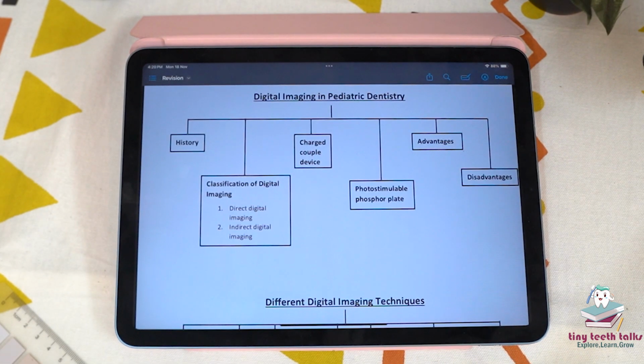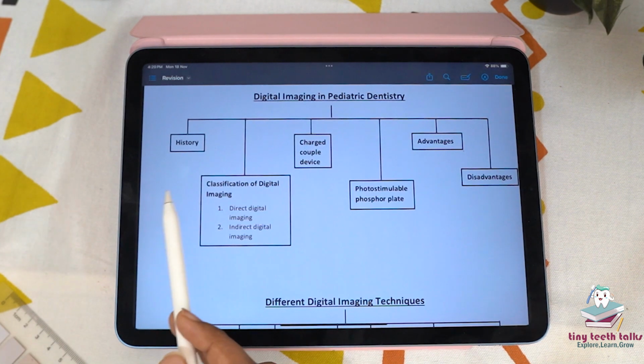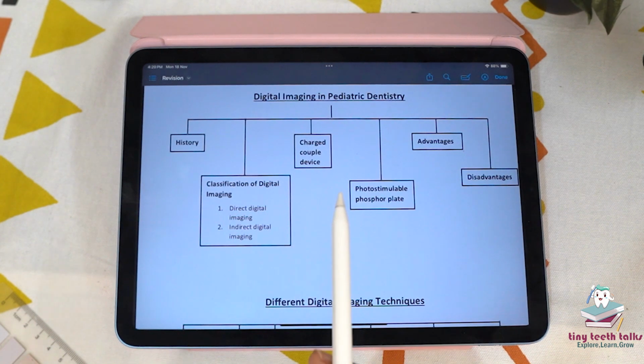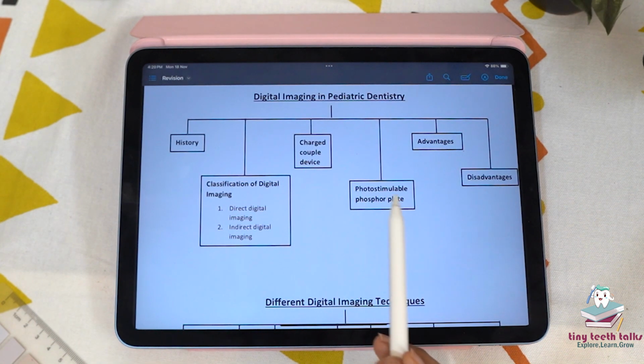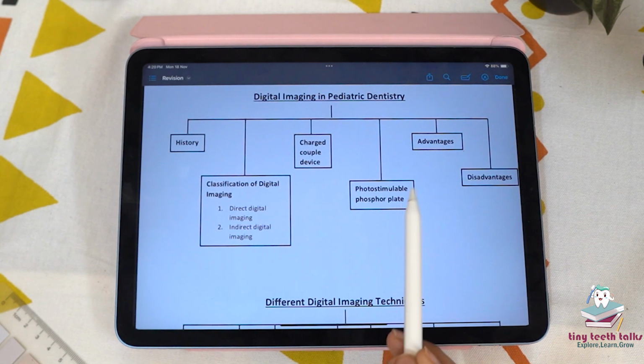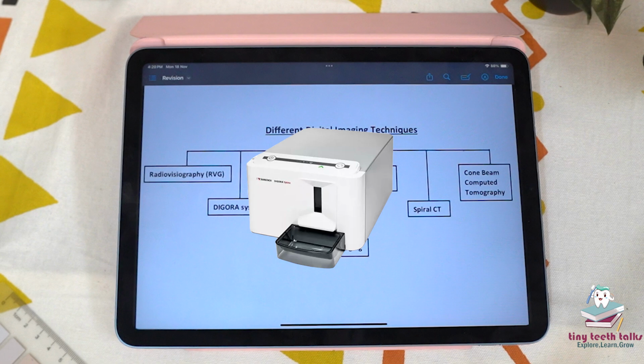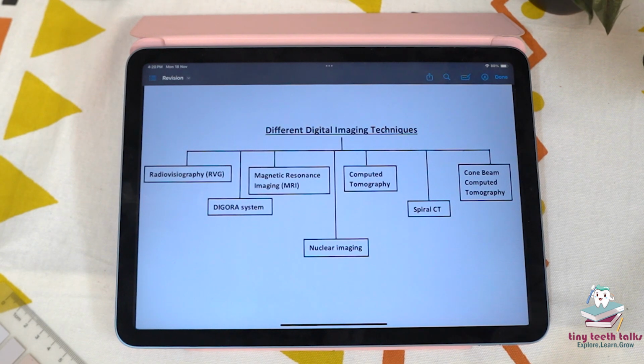Then digital imaging in pediatric dentistry in the context of radiography, which includes the history, then classification of digital imaging into direct and indirect digital imaging, then information about charge coupled device, photostimulable phosphor plate, advantages and disadvantages, and lastly different digital radiographic techniques, which include RVG, Digora, MRI, nuclear imaging, computed tomography, spiral CT, and cone beam computed tomography. I already uploaded detailed explanation videos of everything.